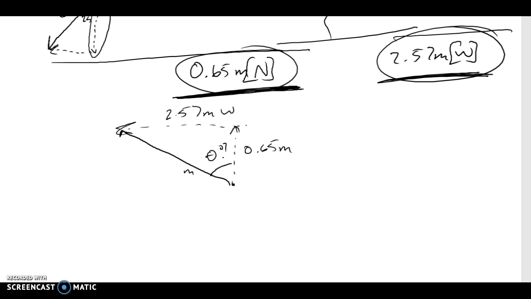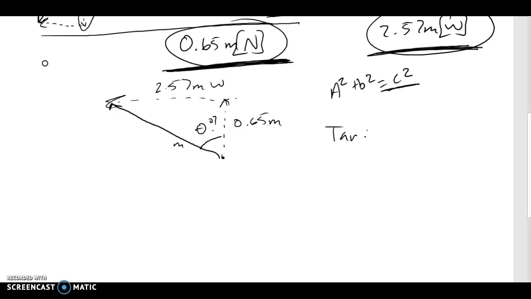The way we do that is adding parallel and perpendicular vectors. If we have perpendicular vectors, we use the Pythagorean theorem: a squared plus b squared equals c squared. That's going to give you your magnitude. And tan inverse of the opposite over adjacent will give you theta. So from here on, you guys know how to do this, right? So you have 0.65 squared plus 2.57 squared is going to equal exactly the hypotenuse squared.